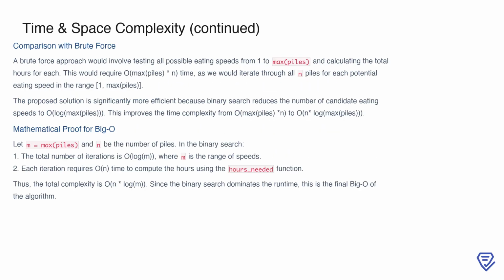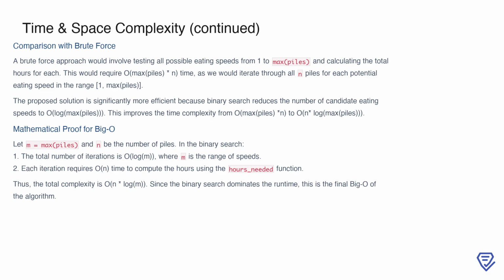Let's compare this approach to a brute force method. A brute force solution would involve testing every possible eating speed from 1 to max(piles), and calculating the total hours required for each. This would take O(max(piles) * n) time because we would iterate through all n piles for each speed in the range.